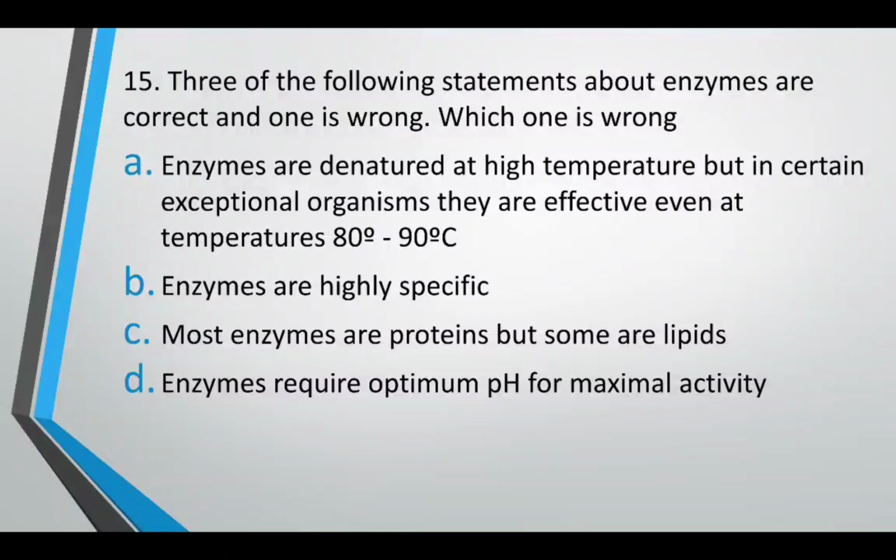Three of the following statements about enzymes are correct and one is wrong. Which one is the wrong statement? Enzymes are denatured at high temperature, but in certain exceptional organisms, they are effective even at temperatures of 80 to 90 degrees Celsius. Enzymes are highly specific. Most enzymes are proteins, but some are lipids. Enzymes require optimum pH for their maximal activity. You have to select the wrong statement. So the correct answer is option C.